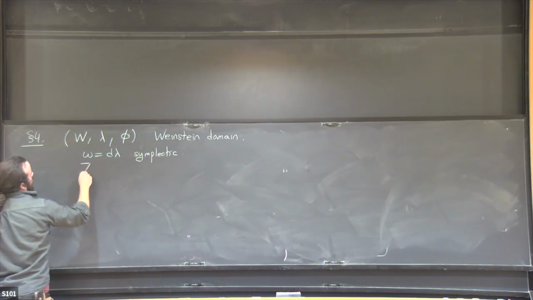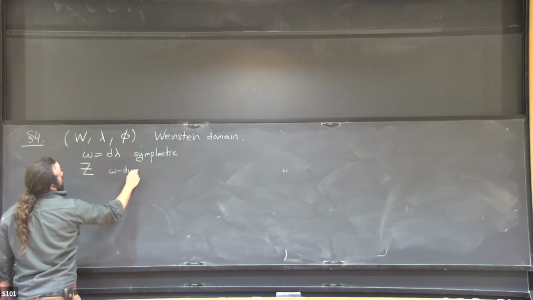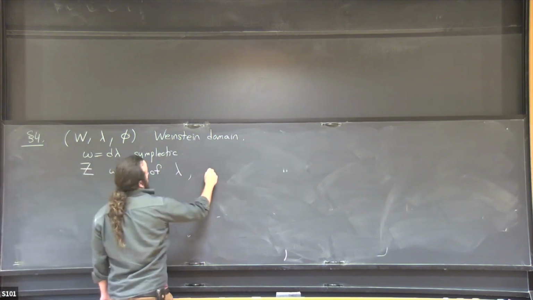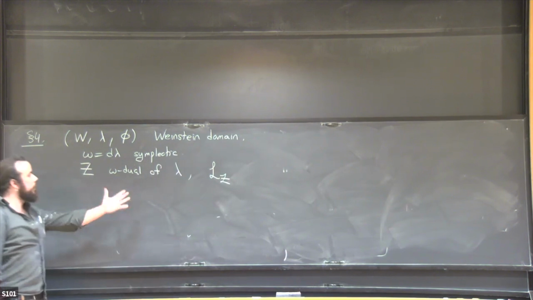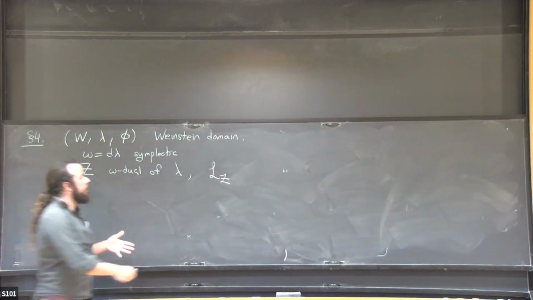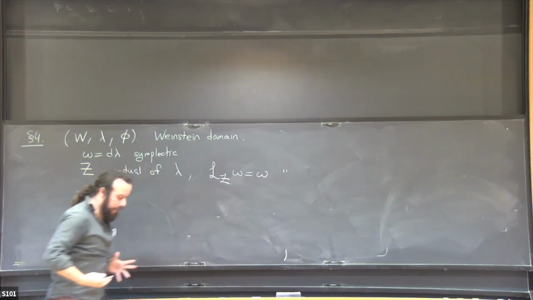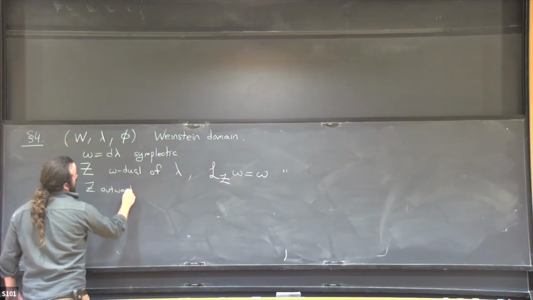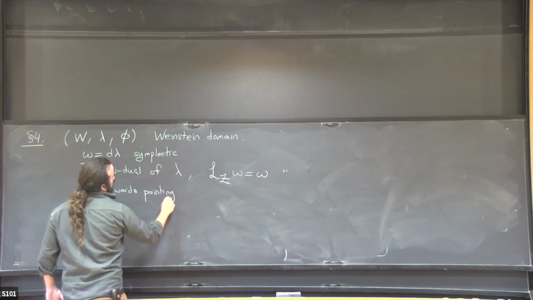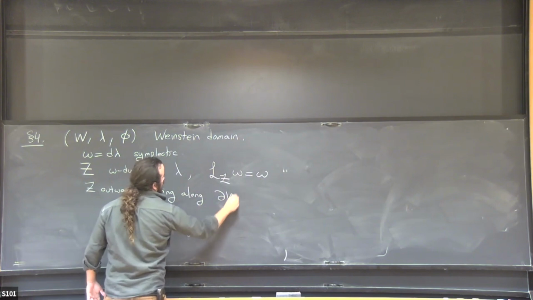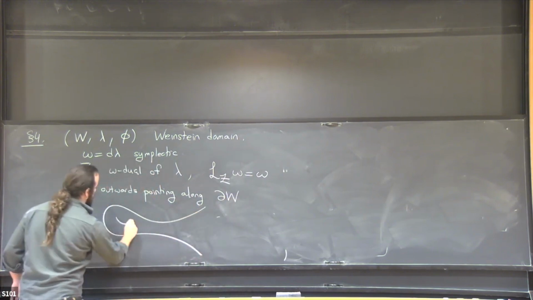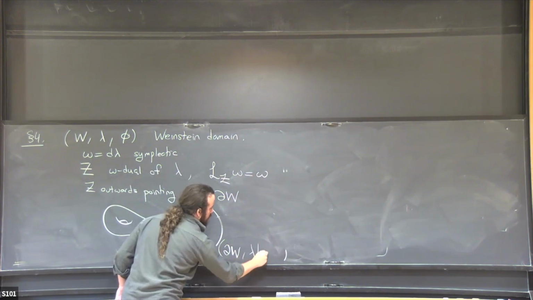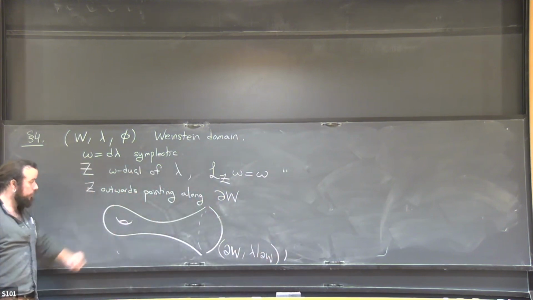If I take Z, the omega-dual, so the vector field of lambda, then the Lie derivative of the symplectic form is the symplectic form itself. So it's symplectically conformally expanding and is outwards pointing along the boundary. You think of it as some symplectic manifold that has this convex end. And indeed, this is a contact manifold if I restrict the Liouville form to the boundary.